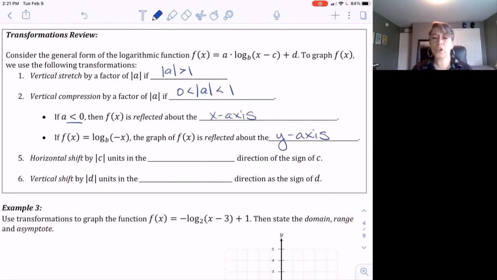Our horizontal shift has to do with that change in c. Notice where we have that minus c there with x. So it's going to move either left or right, but in the opposite direction of the sign of our c. Our vertical shift, that plus d at the end, is going to move in the same direction as the sign of d. So notice none of those have changed from the exponentials or even the trig functions that we worked with.